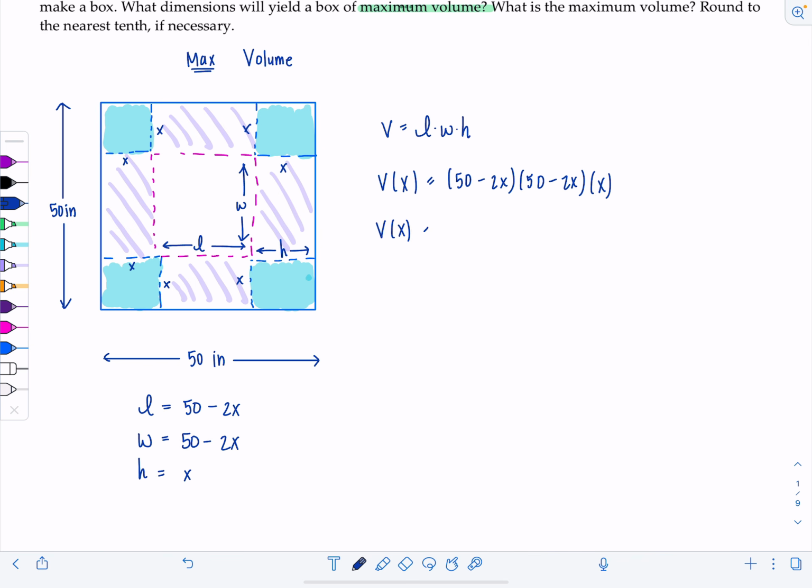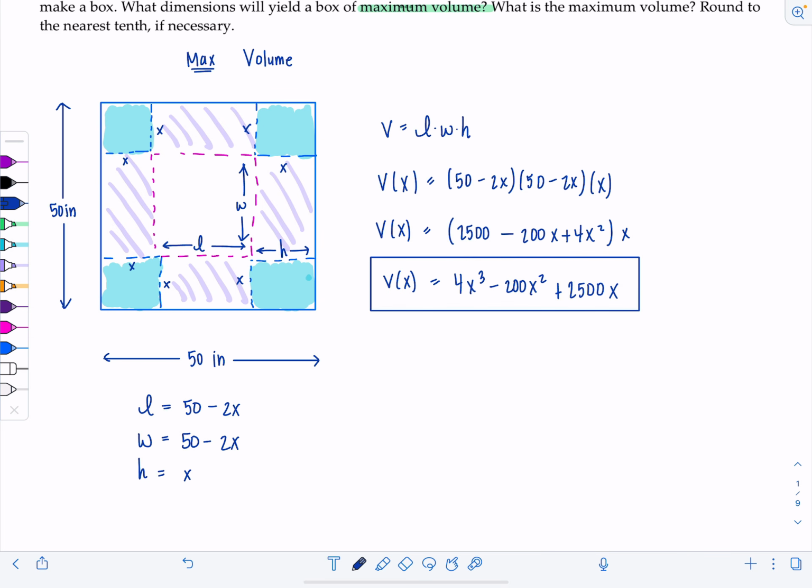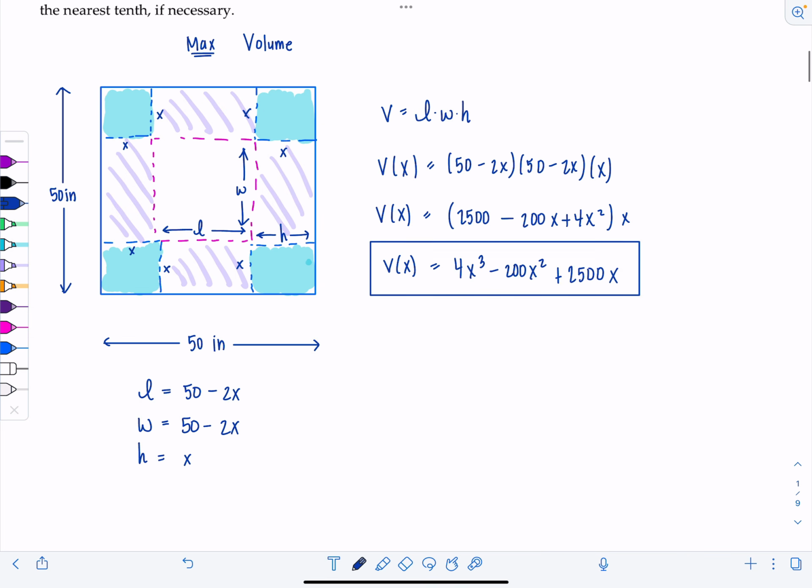V of X is going to be, this is just 50 minus 2X quantity squared. So it'll be 2500 minus 200X plus 4X squared times X. And then let's distribute that X and put everything in descending power so it looks better. So we'll have 4X cubed minus 200X squared plus 2500X. So there's our volume function. Lovely. Now time to take a derivative.